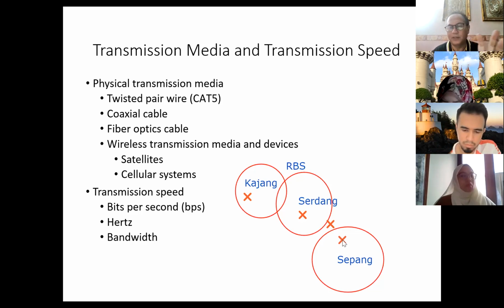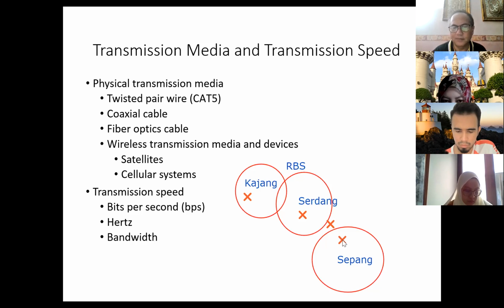When people talk about 3G, 4G, 5G, when you move into 5G, the coverage area gets smaller and smaller. But it is not meant for normal telephony. Actually, 5G is meant for broadband communication. Transmission speed is calculated in bits per second, or hertz, and then we have bandwidth.